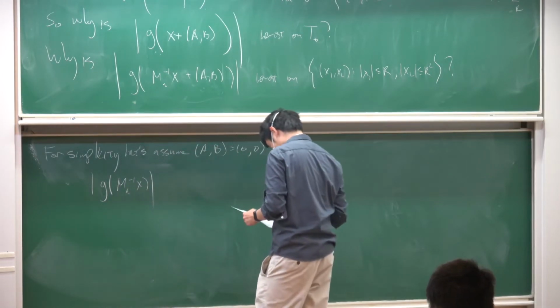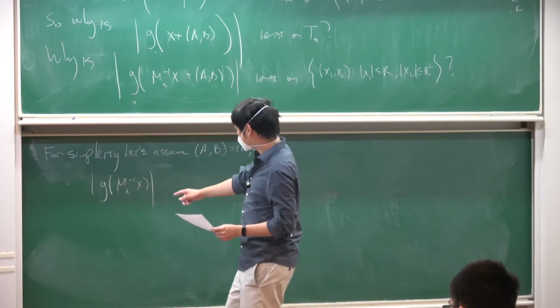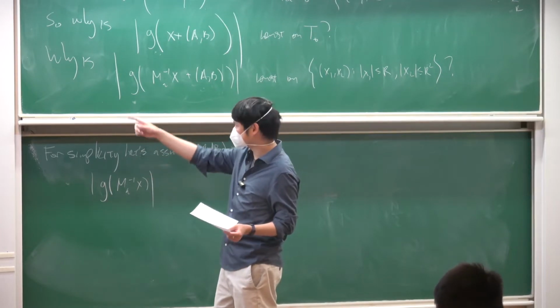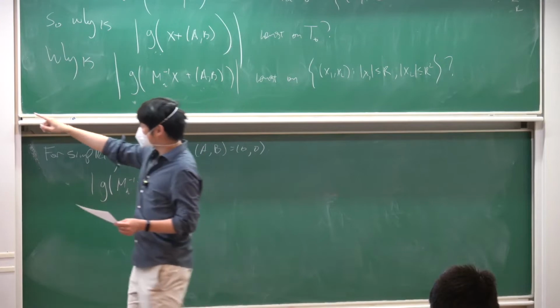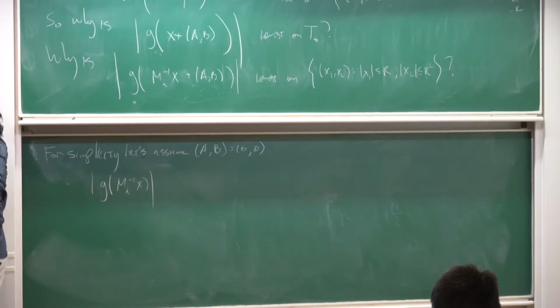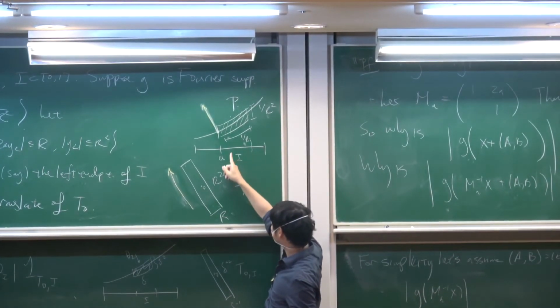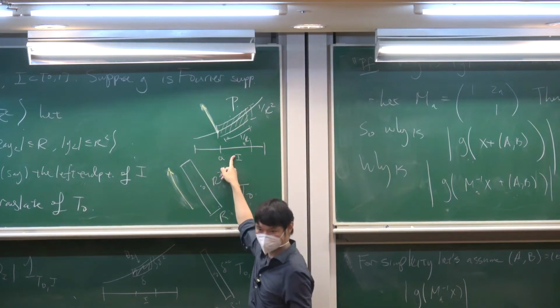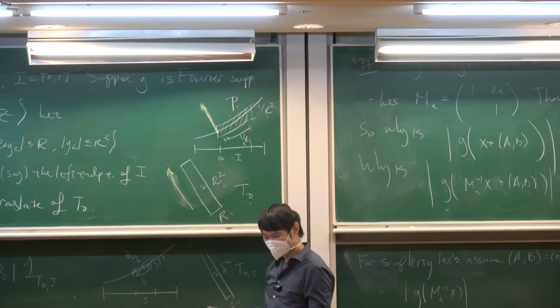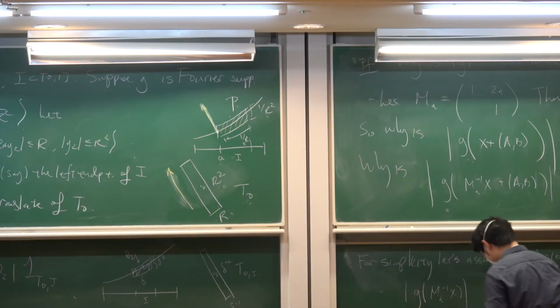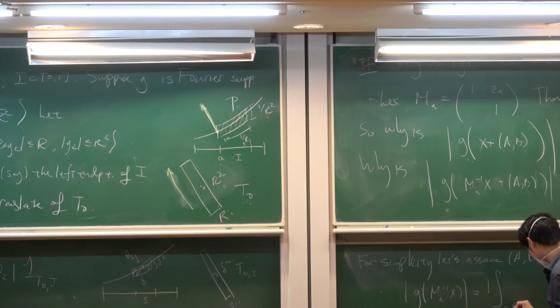Okay, great. So, what do we know about G? We know G is Fourier transform supported in P, and P is the 1 over R squared neighborhood of the piece of parabola that lives above I, and I is the interval of length 1 over R. Okay, and the left endpoint is A. So let's just write that. We know that this is the 1 over R squared neighborhood of the piece of parabola that lives above I.